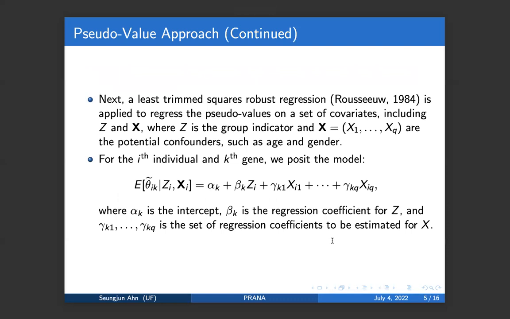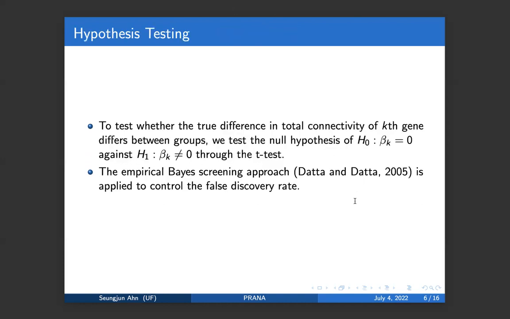So next, we fit a robust regression to regress the theta tildes on a set of covariates, which can be expressed as the following equation. In our study, the t-test was used to test whether the true difference in total connectivity of the kth gene differs between the two comparing groups. And the empirical Bayes screening approach is applied to control the false discovery rate.